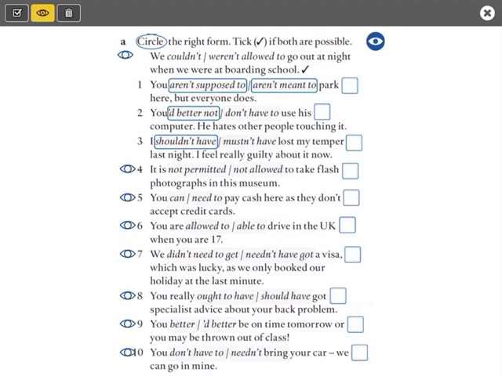Number 4. It is not permitted to take flash photographs in this museum. Or it is not allowed to take flash photographs in this museum. What about this one?